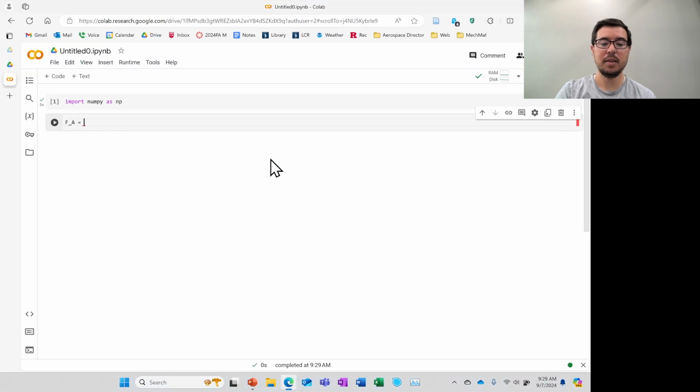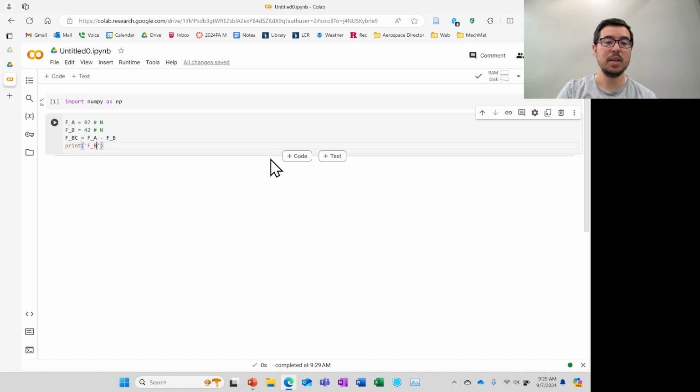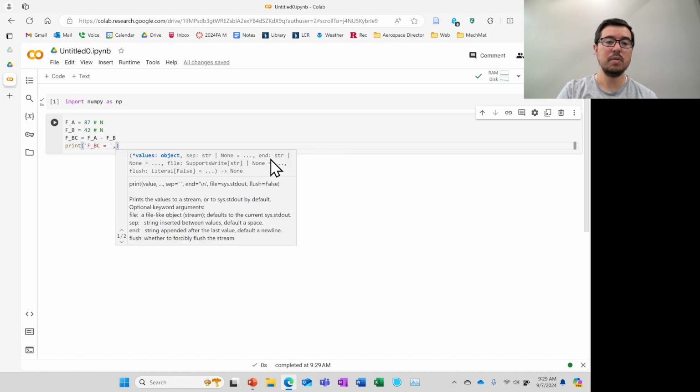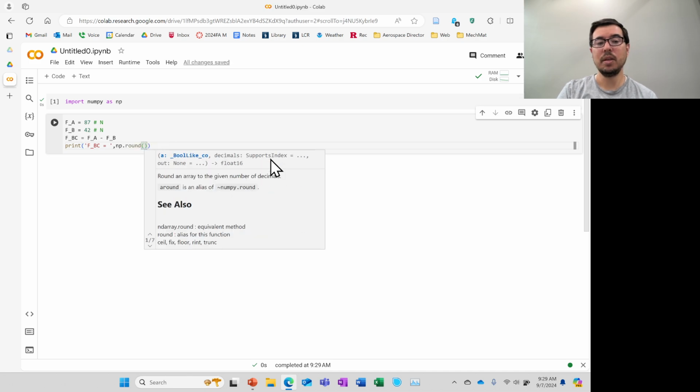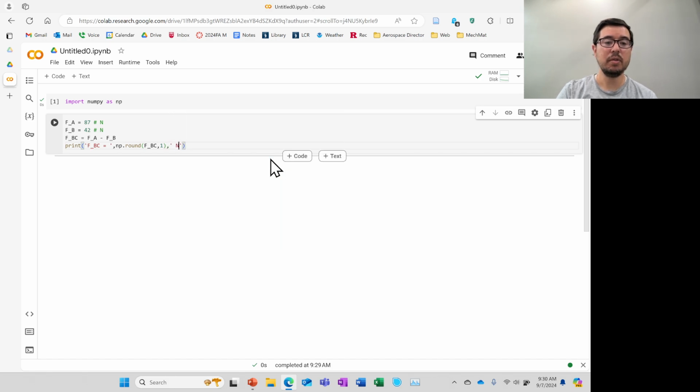All right, so this may be a little bit overkill, but nonetheless, I think it's helpful. And Gemini AI already knows what I might be wanting. And I'm going to say Fbc is equal to Fa minus Fb. And I'll go ahead and print. Yes, it knows what I want, doesn't it? Fbc is going to be equal to, and then we do the np.round of Fbc, one decimal place should be enough, and then we plug in the units there, newtons. Okay, and that's the answer.